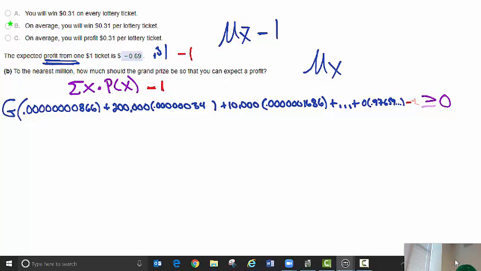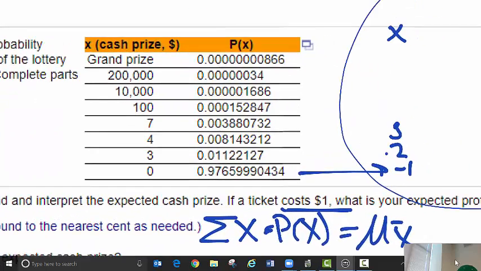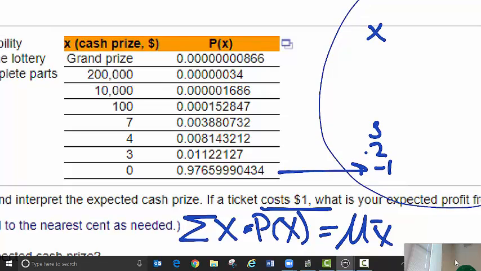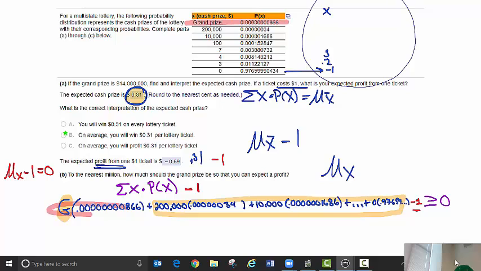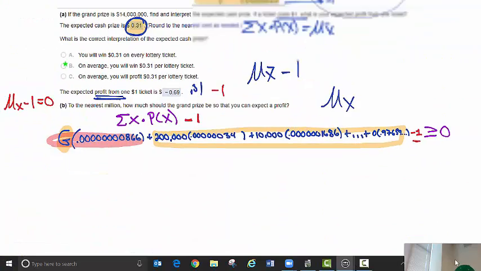Now this is a lot to add up, but if you're smart, we're trying to find what the grand prize would have to be to make that work. You could get this value right here out of your table. So here's your table. We're solving for this value right here. Here's your G. So this part we have to keep in our formula right here. But from here to here, that is all of this stuff.